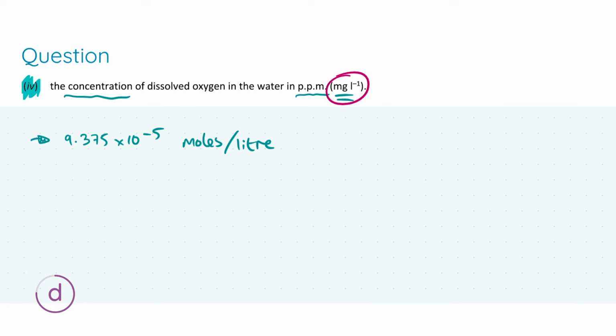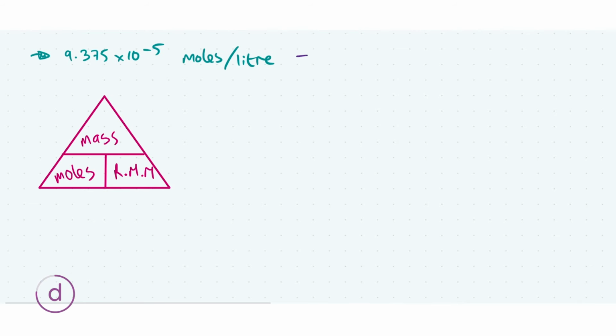As always, whenever we have a volumetric analysis change like this, we can pull up one of our triangles and use that to find the correct transfer or change that we need to make. In this case, we're trying to convert this from moles per litre into milligrams per litre. So the way that we're going to accomplish this is by converting our moles to milligrams. Now, moles to milligrams is going to be changing from our moles into a mass. And the way that we're going to be doing that here is by using our triangle.